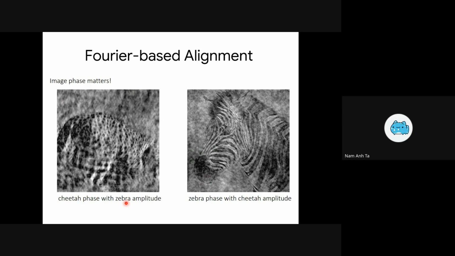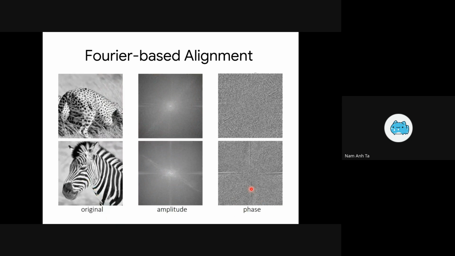So why does this happen? Because the phase information tells us where the pixels will go to form edges and structures. So the conclusion here is we only care about the phase. The phase is the thing that matters, not the amplitude.